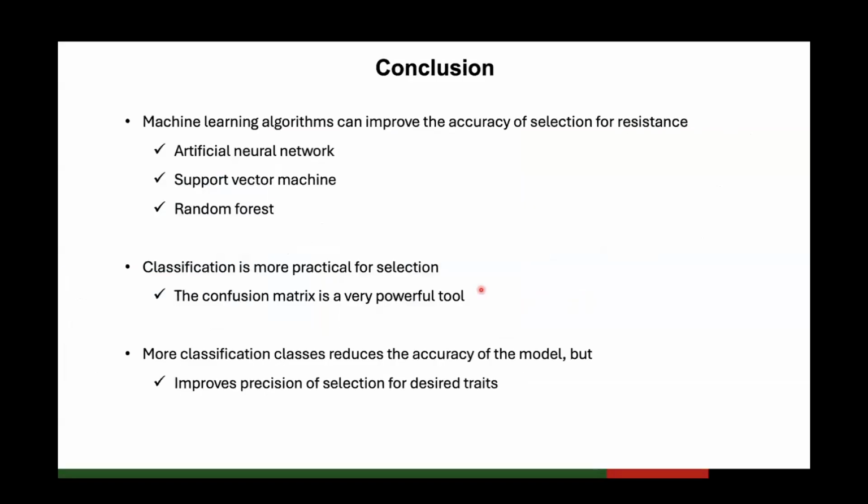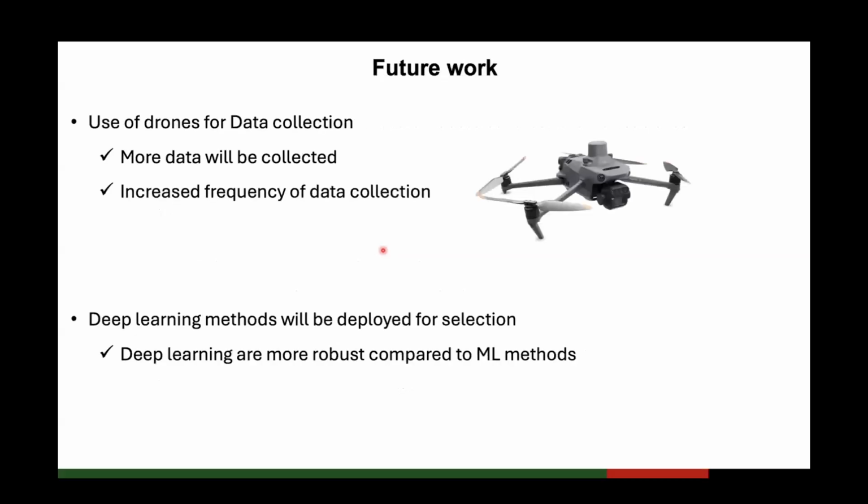So in conclusion, machine learning algorithms can improve the accuracy of selection for resistance. Artificial neural network is recommended. The support vector machine is recommended as well. And the random forest is probably the best overall. So classification models are more practical for selection compared with regression models. So I would encourage people to adopt the classification models. And with more classification classes, the accuracy of the models reduces, but improves the precision of selection for the desired trait. In this case, let's put resistance.